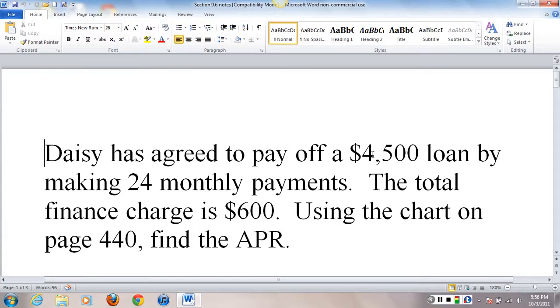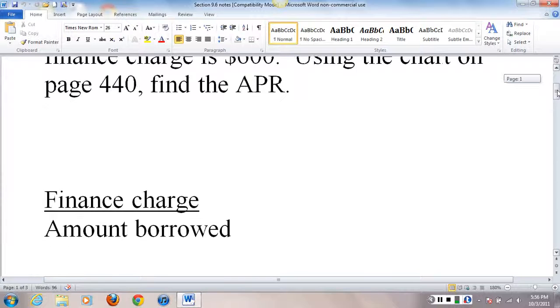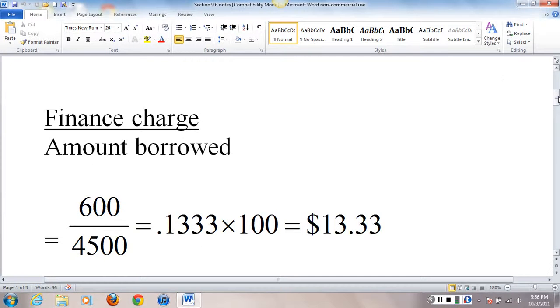And if you look at the chart, it's going to ask you, first of all, how many monthly payments. Now it's given to you, 24. Now it's also going to want to know what the finance charge per dollar is. And to do that, we take the finance charge divided by the amount borrowed, $600 divided by 4,500, which comes out to be 0.1333 repeating. So to find out the actual amount, we multiply times 100 and get 13.33.